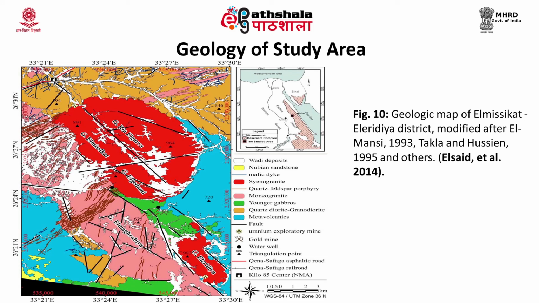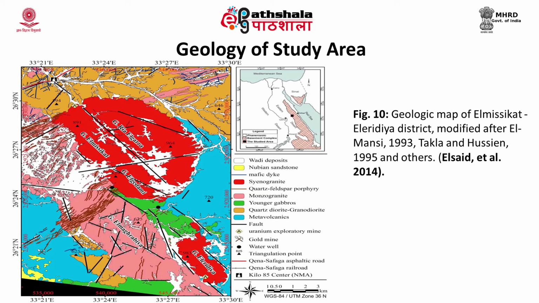So, if you look at this diagram, here you can see the geological map. Here the colors indicate the different rock types present in this particular area. For this particular area we have the geological map. You can see the red color one, syenogranite. The probability of mineralization is in this syenogranite. So, you can see one yellow color symbol, which is the uranium exploratory mine. It is present in this.